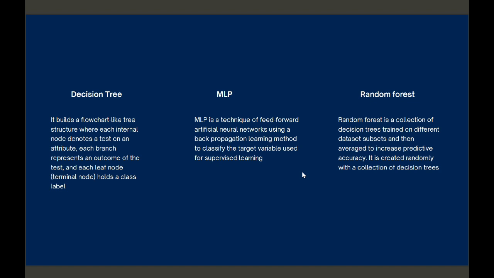Then we have MLP. It is a technique of feed-forward artificial neural networks using a back propagation learning method to classify the target variable, used for supervised learning. Then last we have random forest. Random forest is a collection of decision trees trained on different data subsets and then averaged to increase predictive accuracy. It is created randomly with a collection of decision trees.